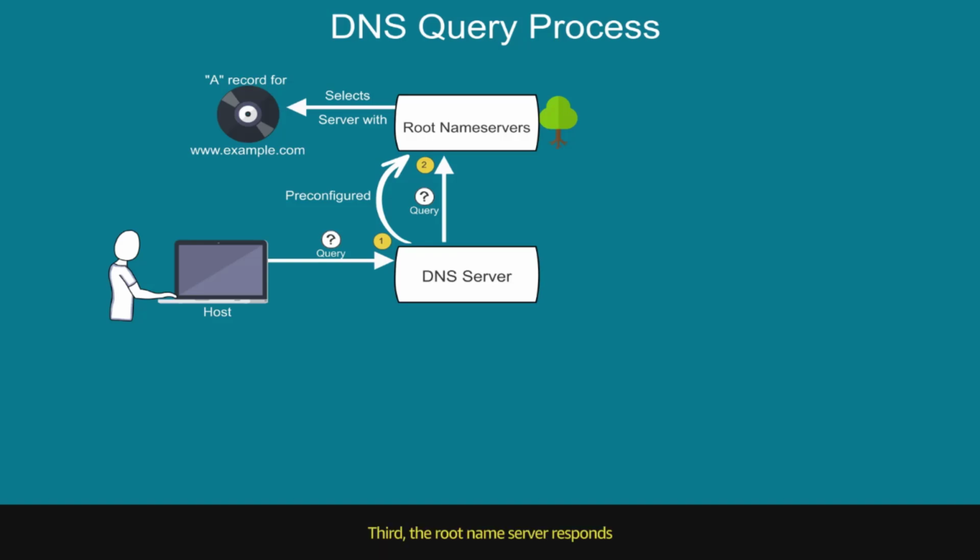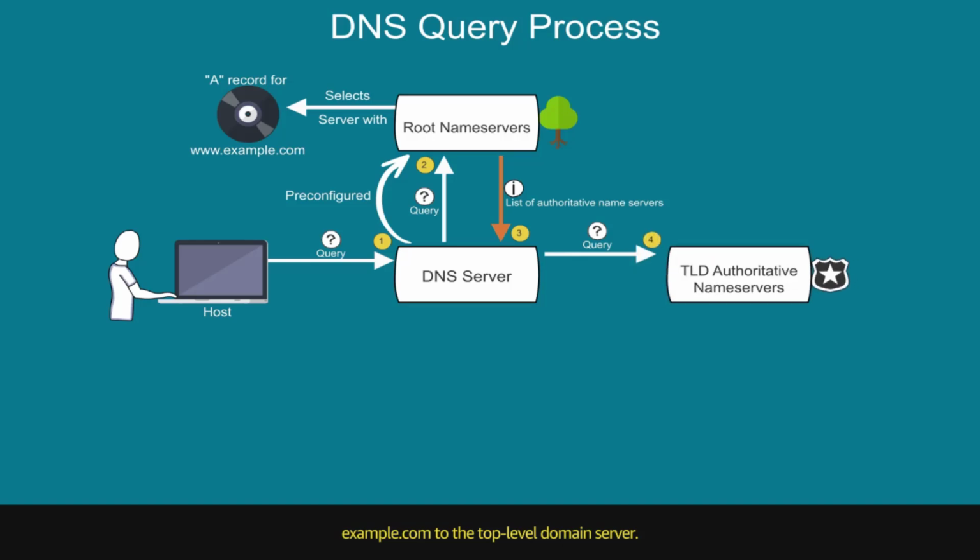domain. Third, the root name server responds with a list of authoritative name servers for the .com zone, along with a list of the IP addresses. Fourth, the DNS server randomly selects one of the authoritative name servers returned in Step 3 and sends another DNS query for the A record, example.com, to the top-level domain server. Fifth, the top-level domain name server responds with a list of name servers that are authoritative for the domain, example.com.